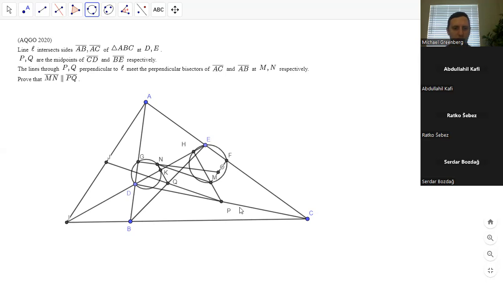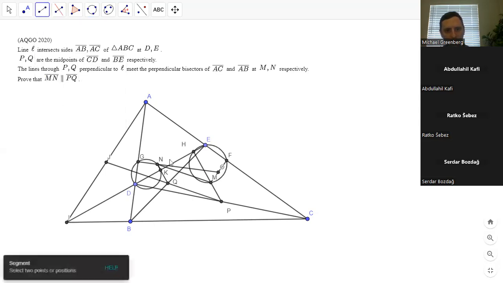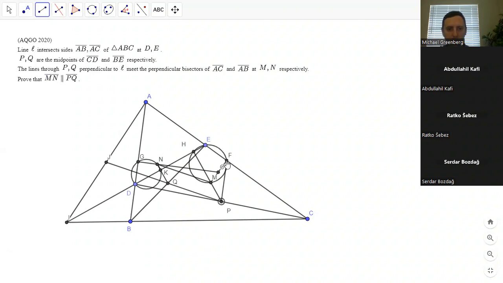We have that angle PFM is equal to QGN. PFM is equal to QGN. Yeah, and that is an angle chase. You could just notice that these are midpoints, so PF is parallel to AD.